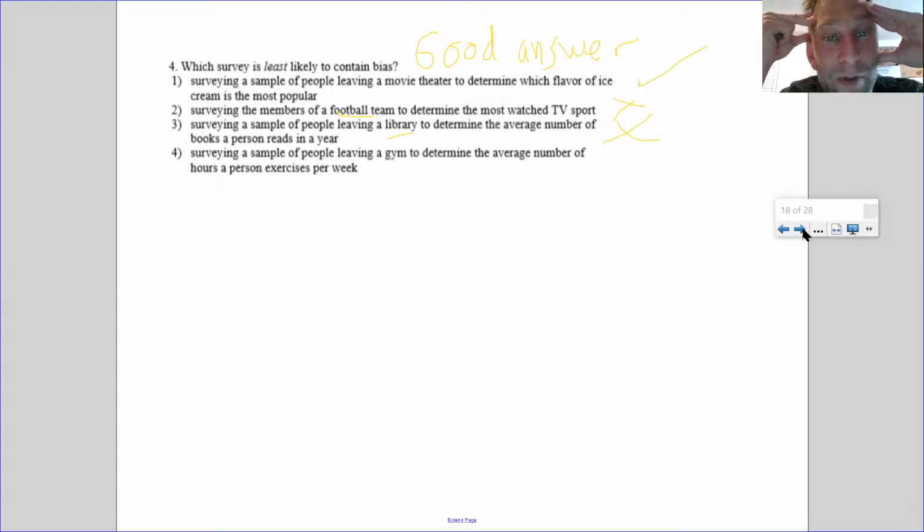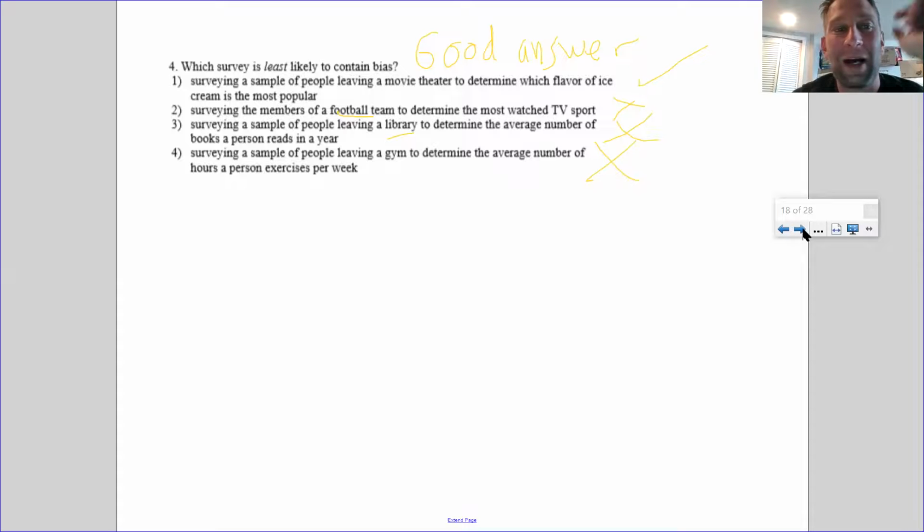Surveying a sample of people leaving a gym to determine the average number of hours a person exercises per week. If they're at the gym, then they're probably exercising a lot. That is bias. You can't ask people that you know are working out how much they work out. A lot of you don't work out whatsoever. You wouldn't be included in that.